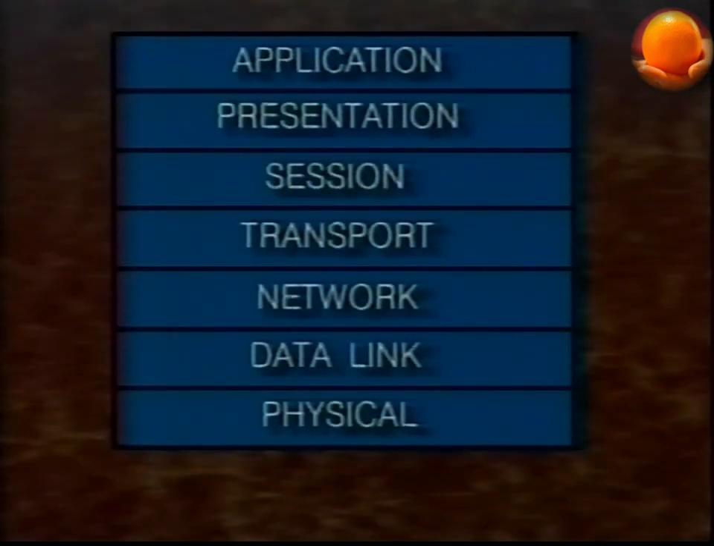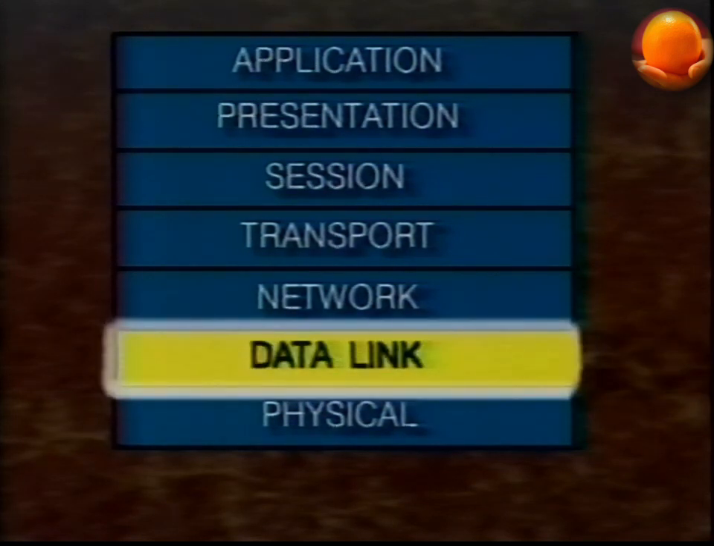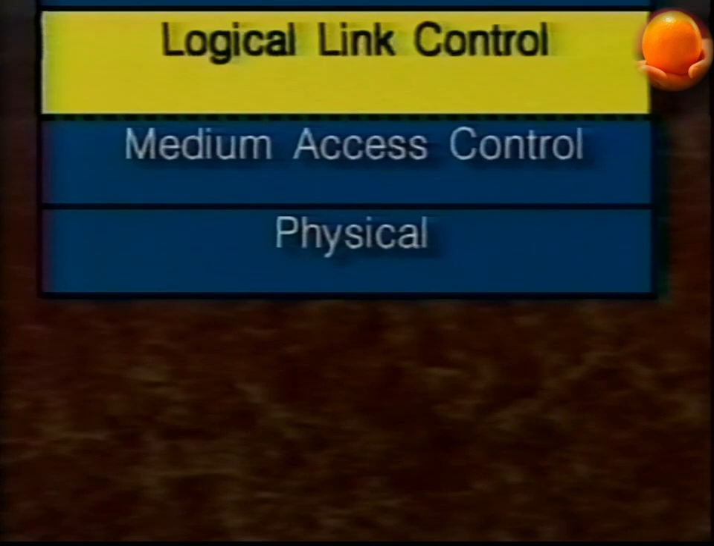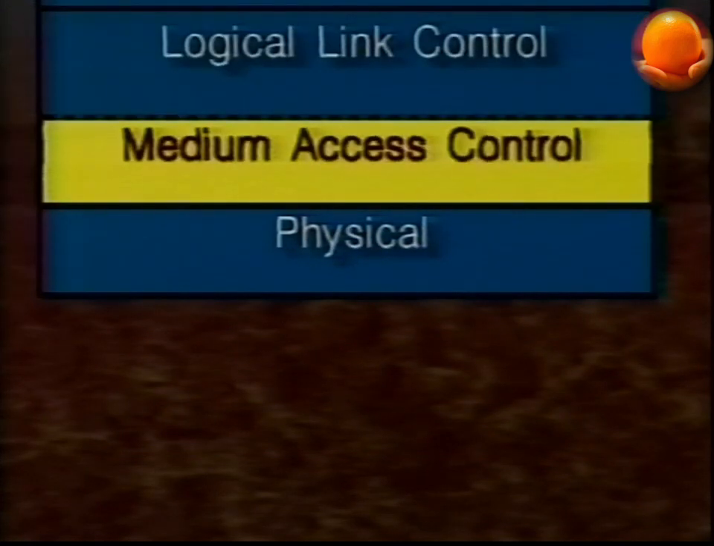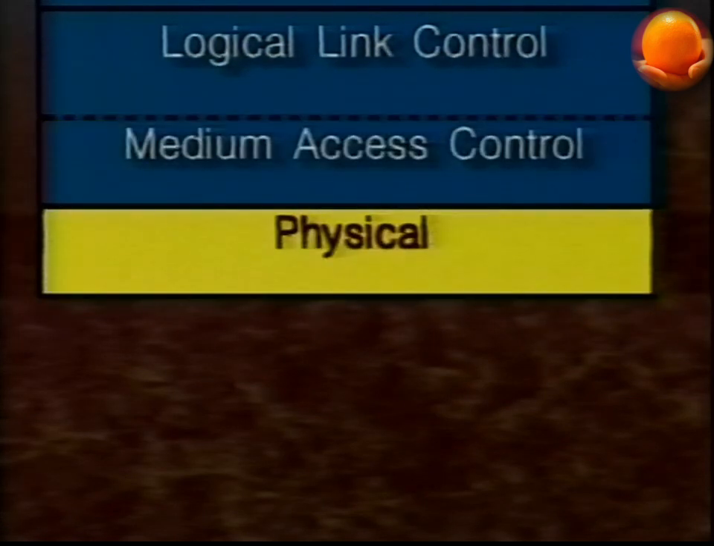As with the other IEEE Project 802 standards, the OSI data link layer is divided into a logical link control sublayer and a medium access control sublayer. Below the MAC sublayer is the physical layer.